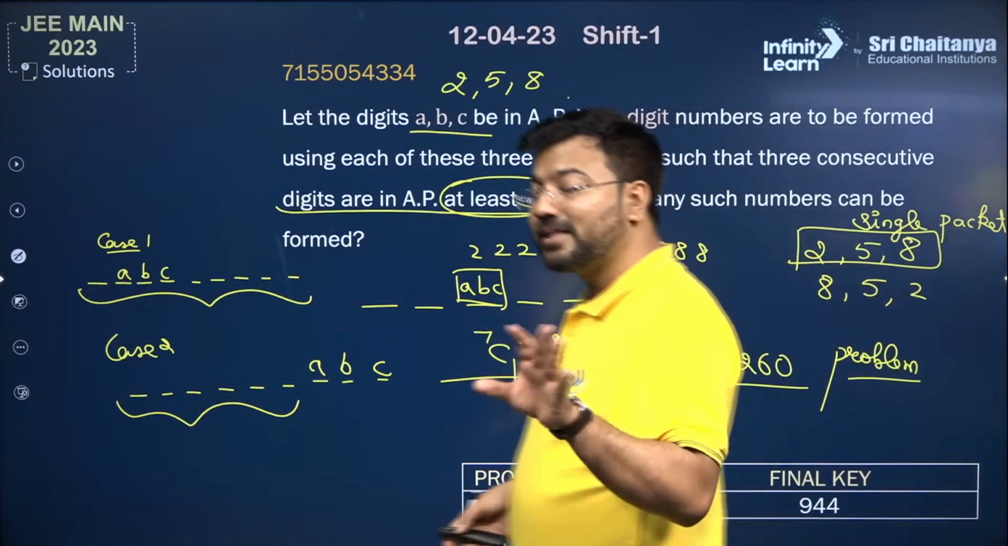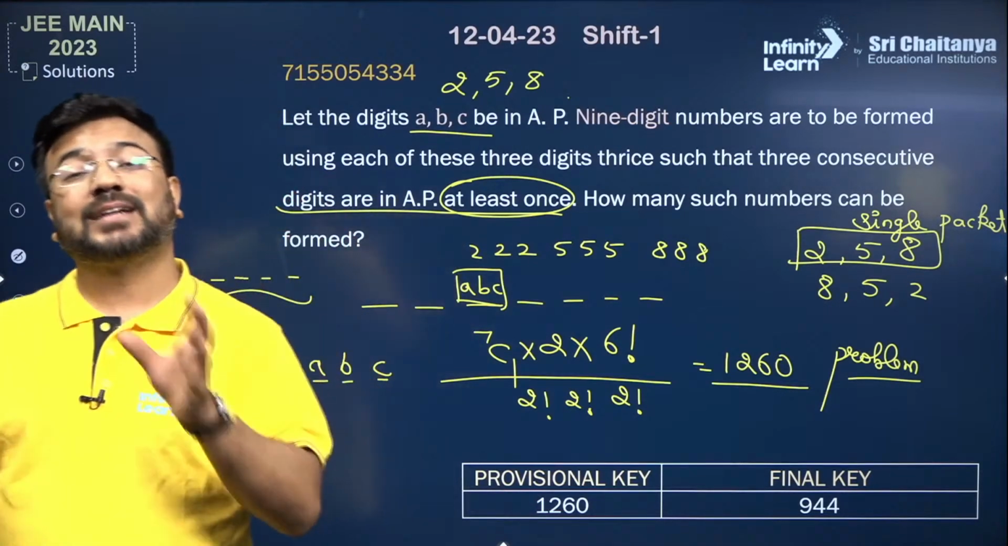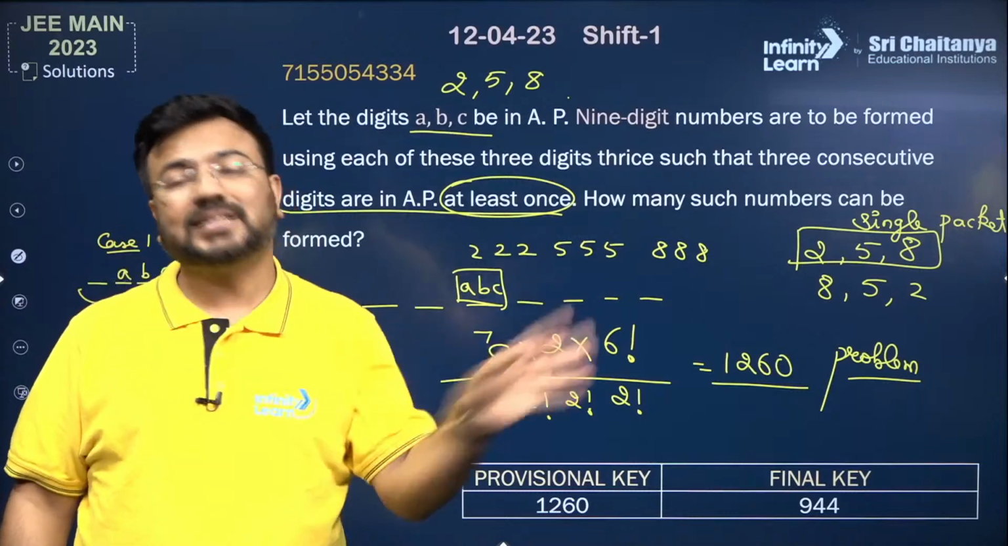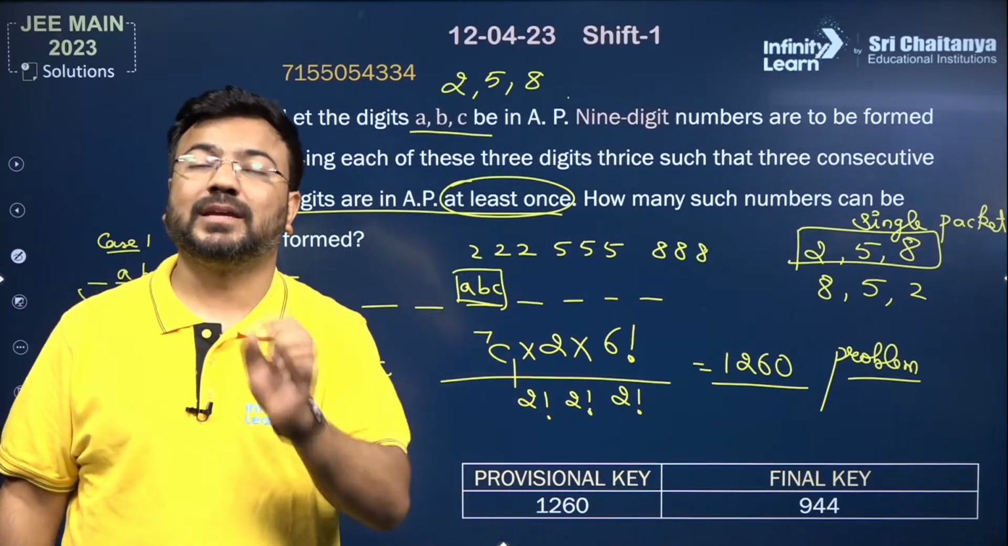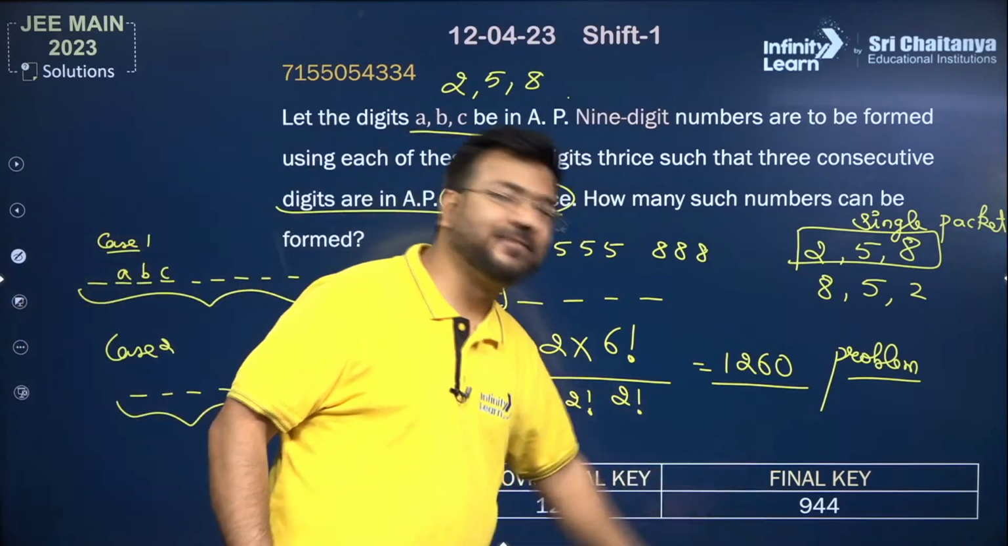So no 3 consecutive pair are in AP. You need to subtract these cases from the total cases. From total cases, subtract those cases such that no 3 consecutive pair should be in AP. And you'll be able to get the answer as 944.